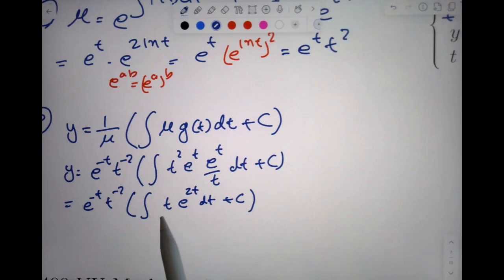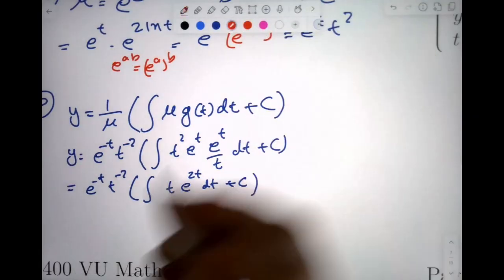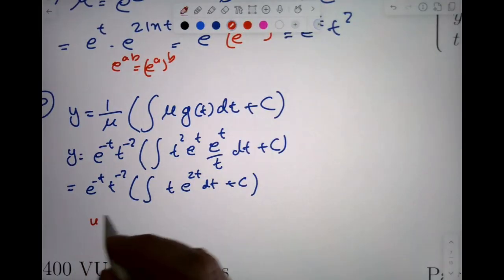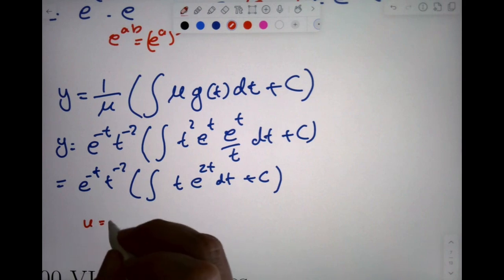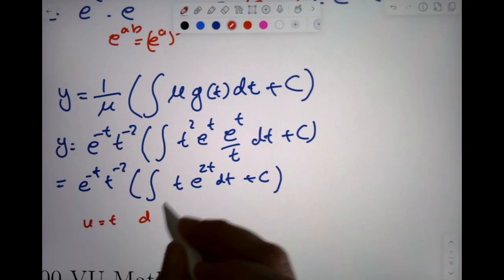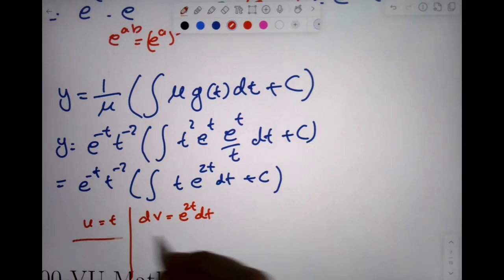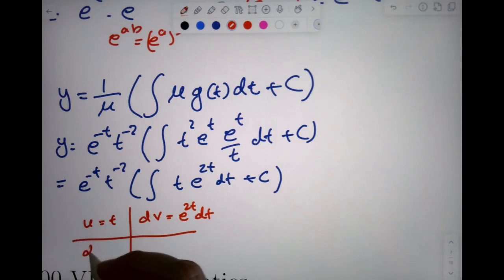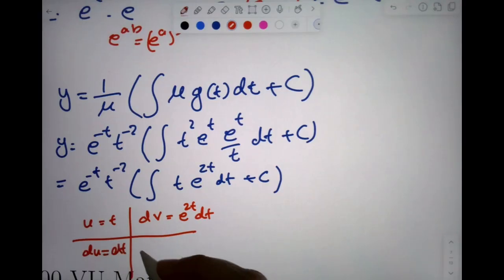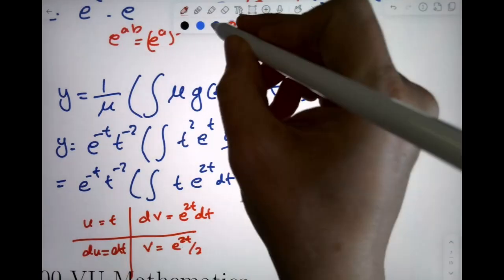Notice that an exponential multiplies the independent variable. This is integration by parts. How do I do that? The vanishing one is t. The one that I want to integrate is dv equal to e to the 2t dt. Then du is dt, and v is going to be e to the 2t divided by 2.